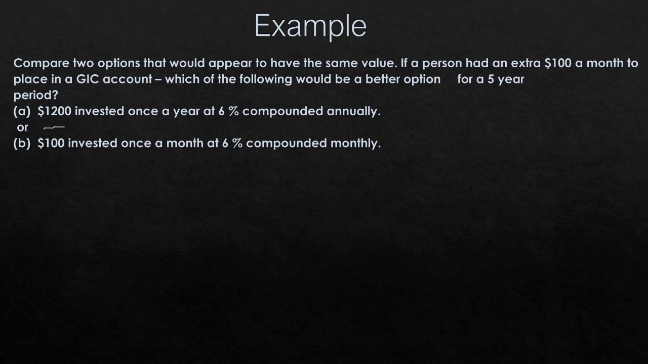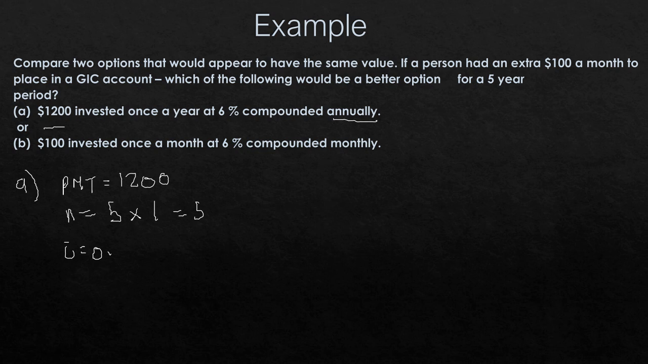So for A, let's calculate the two versions and then we'll take the difference. So for part A, let's figure out our payment. We have a payment of just $1,200. And it's going to be 5 years, but it's happening annually. Annually means once a year, so it's just times 1. So our N is 5. And we have an interest rate of 0.06, and it's compounded annually, so we just divide by 1. So we stay at 0.06.